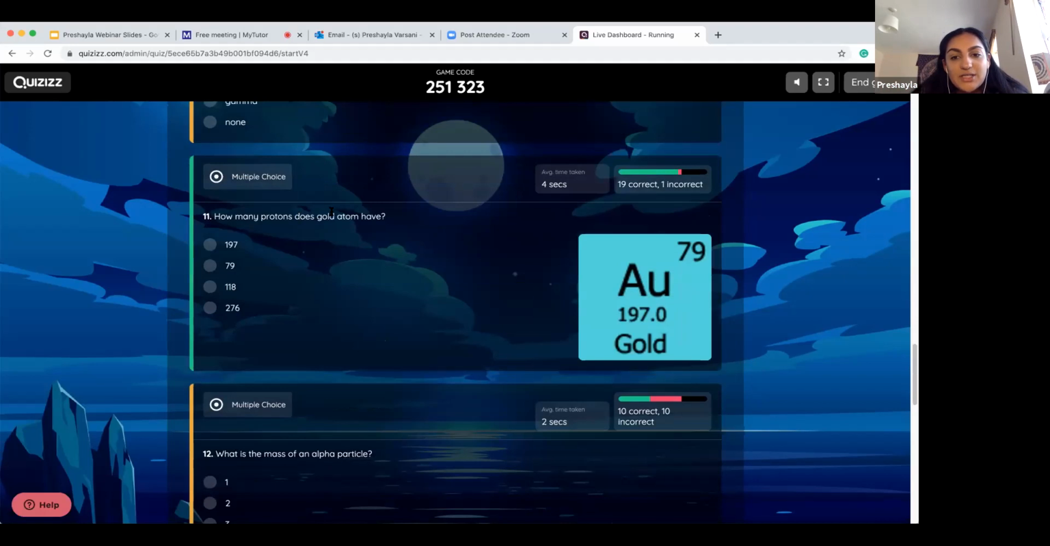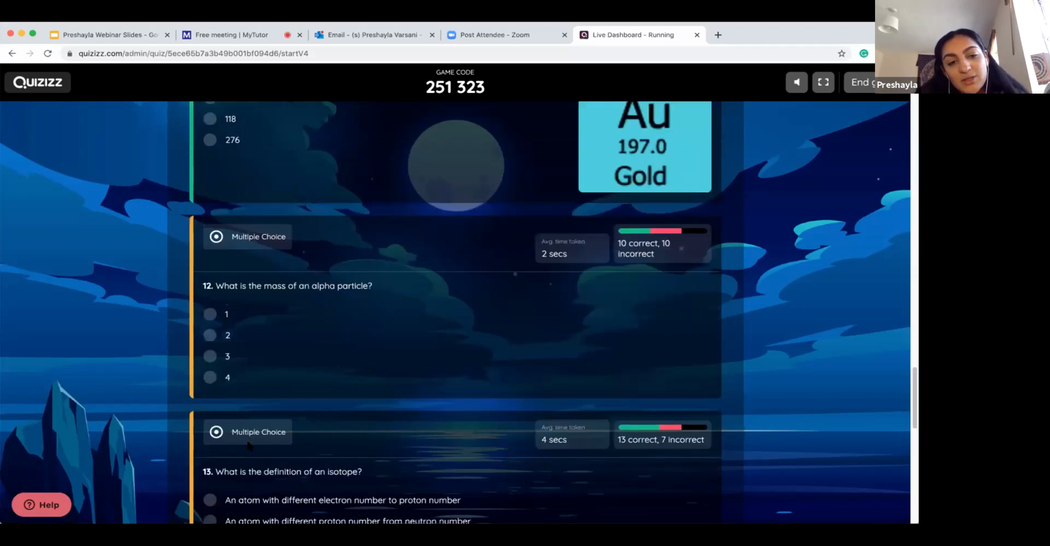How many protons does the gold atom have? Only one of you got this wrong, so really well done. The answer is 79. Although 197 is the bottom number, the number of protons is always going to be the smaller number, except for the case of hydrogen, where they're equal. What is the mass of an alpha particle? Mass of an alpha particle is 4.